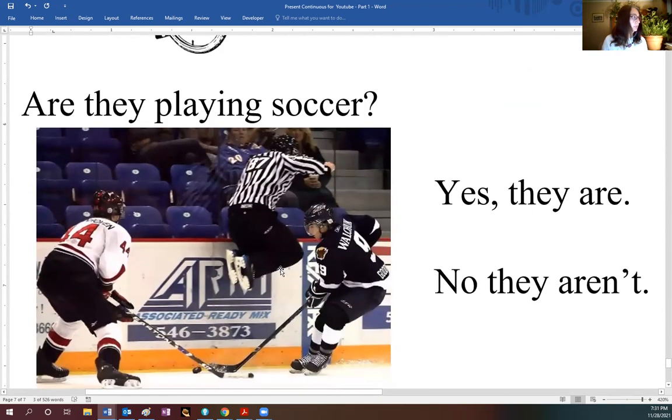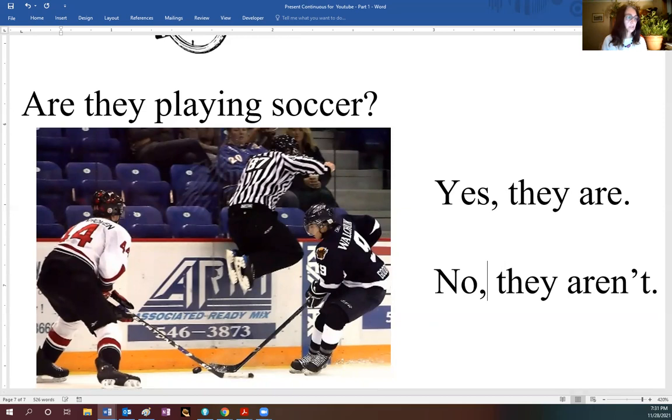Okay. Next one. Look at the picture. Are they playing soccer? Yes, they are. Or no, they aren't. Are they playing soccer? It doesn't look like it. No, they aren't. So the good answer is this. No, they aren't. What are they playing?